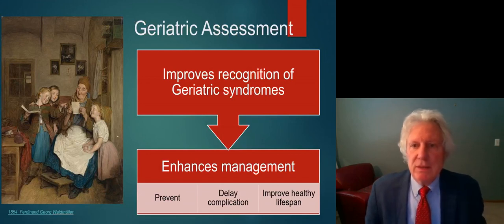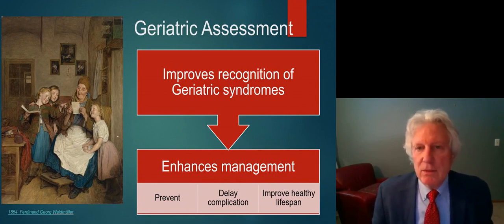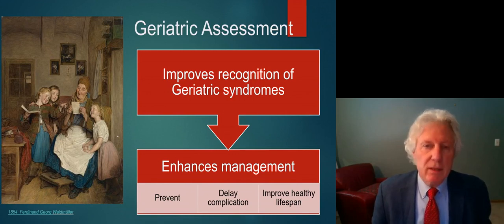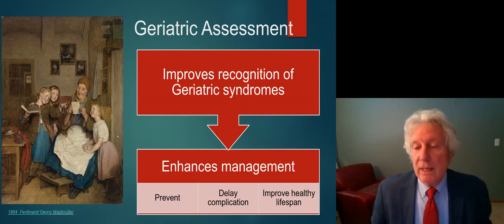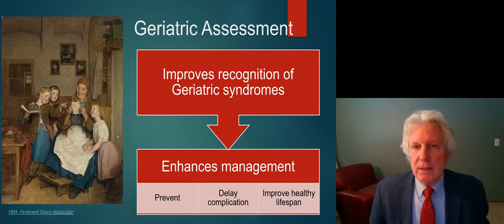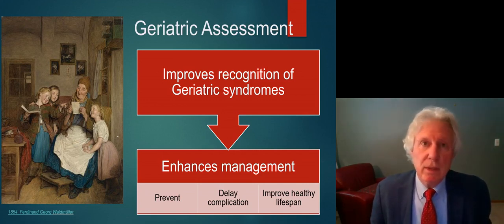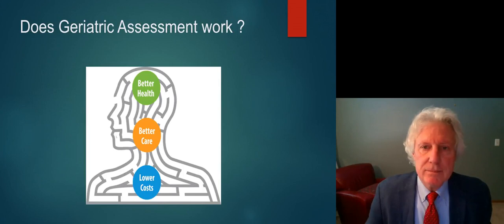So we come to understand geriatric assessment as an opportunity to improve the recognition of geriatric syndromes. It also helps us, through that recognition, to improve management, either to prevent something like a fall or to prevent memory loss, as well as delay complications that might occur. So if you have somebody that falls, you want to protect them from a future fall with injury. And then overall, the idea of geriatric assessment is that it improves what we call the healthy lifespan.